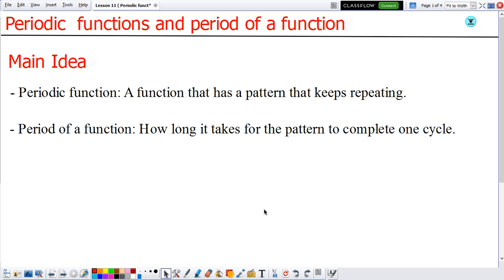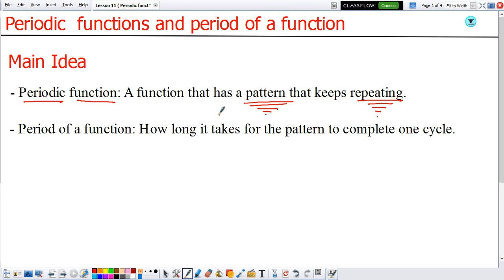Today, we will see what a periodic function is and what some characteristics of a periodic function are. The main idea here is that we're going to see some examples of periodic functions. A periodic function is any kind of function that has a pattern, which is pretty important. It needs to have a pattern, and that pattern needs to be repeating. So if you see a graph that has a pattern and the pattern keeps repeating, then we can label that graph as a periodic function.